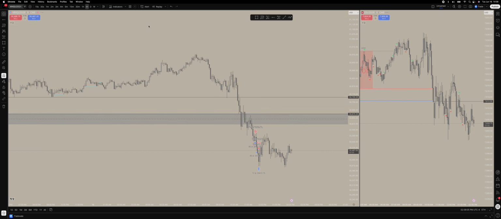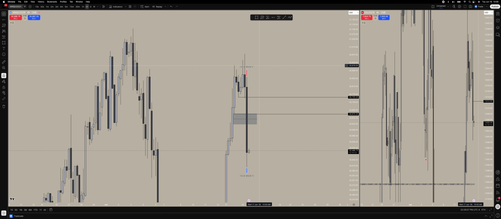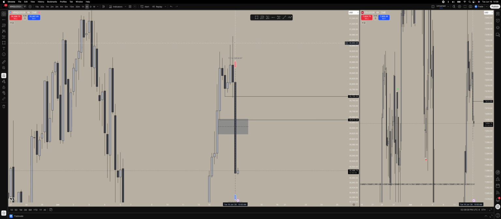So yeah, let me break down the break-even trade I took and then the win I took. So it's a 4-hour low coming into the market.